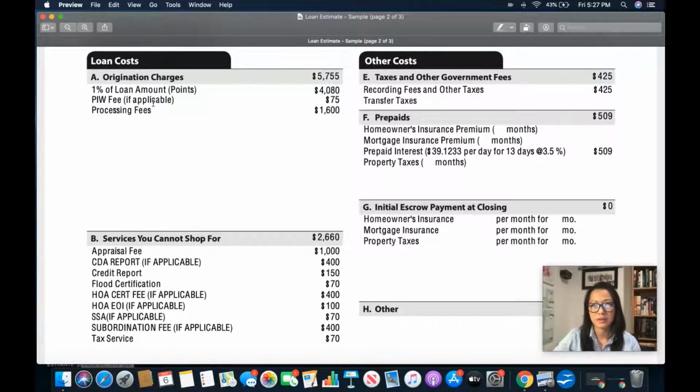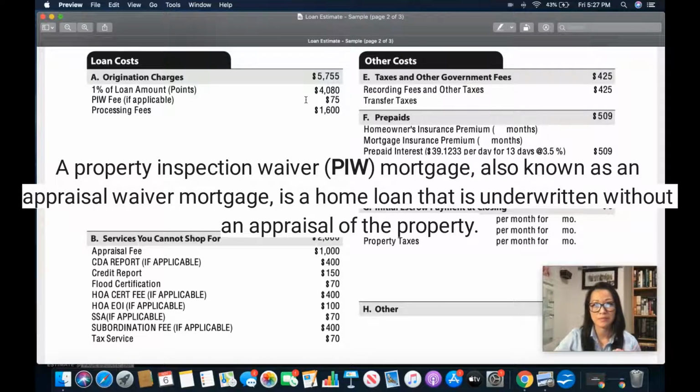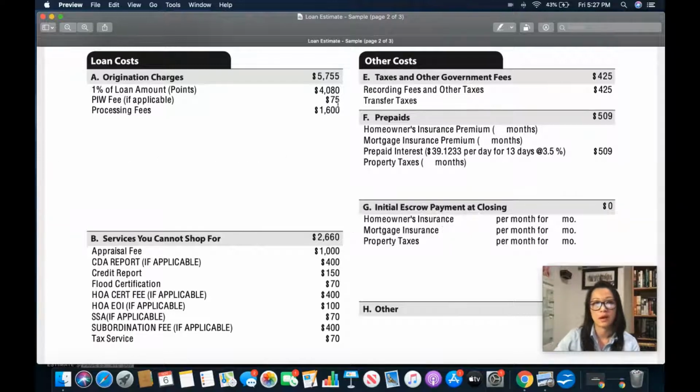I'm not sure what the PIW is. I've seen it sometimes, but I'm not a lender. But we'll skip over that for now.